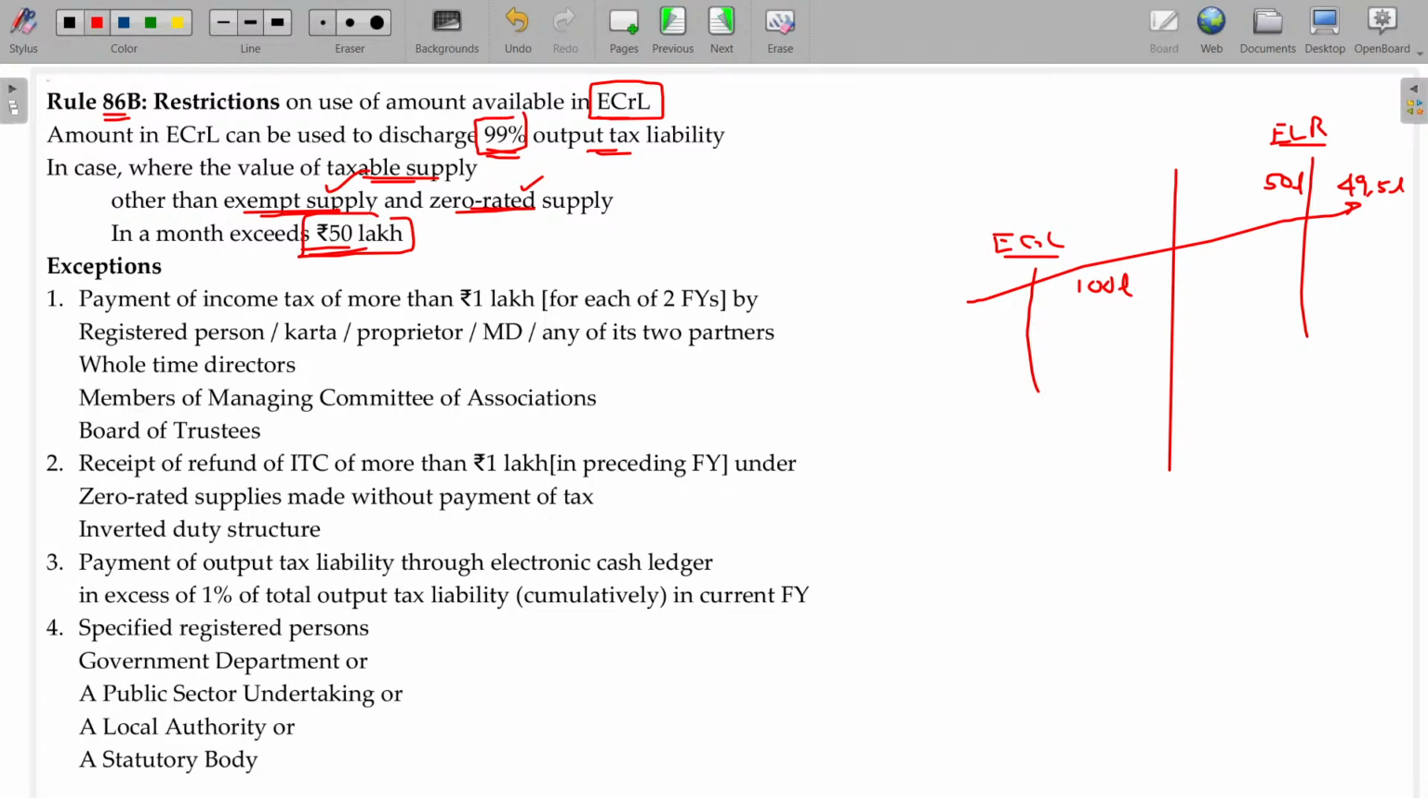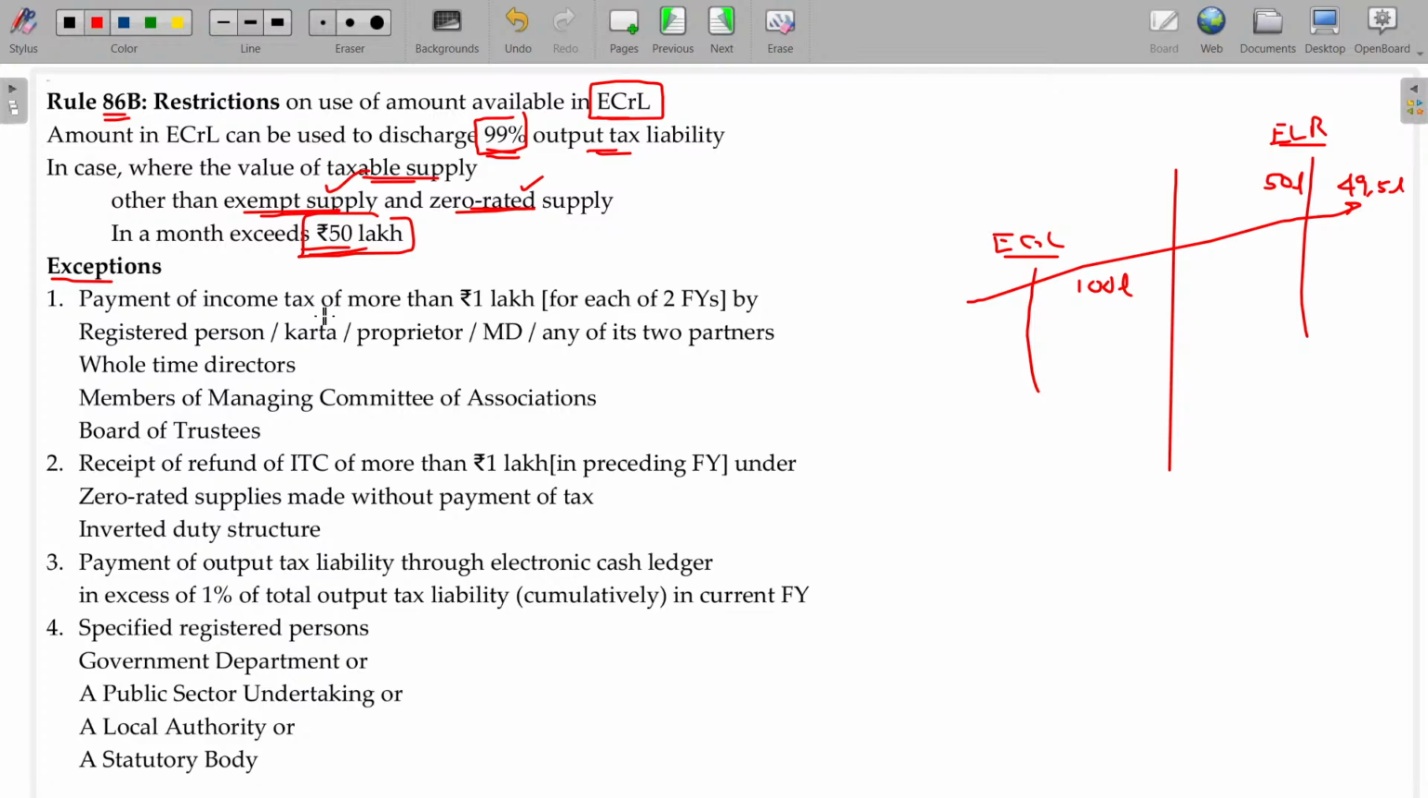Okay. So there may be a scenario where the input tax is higher and output tax may be lower, because a portion being the exempted and zero rated. Because of that reason, there will be inverse tax also. Means input tax is higher and output tax is lower. In that case also, maximum 99% only you can pay out of electronic credit ledger. Balance you have to pay from your electronic cash ledger, from your pocket.